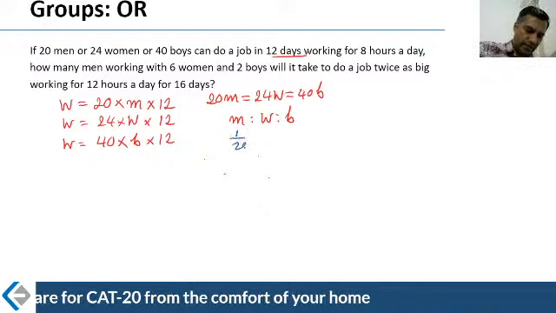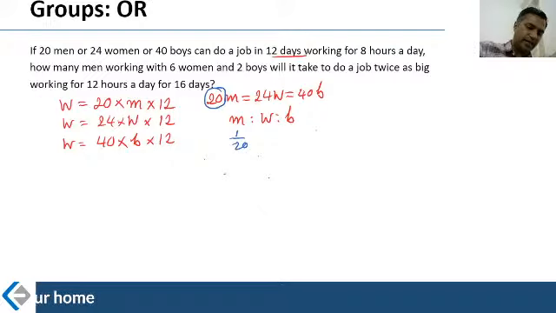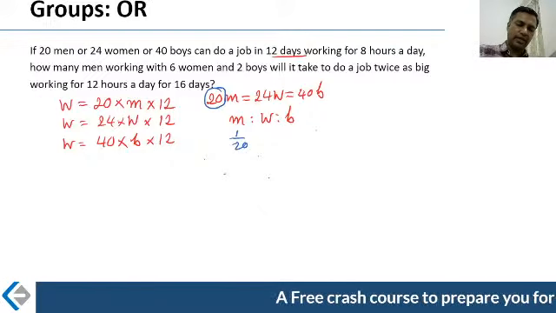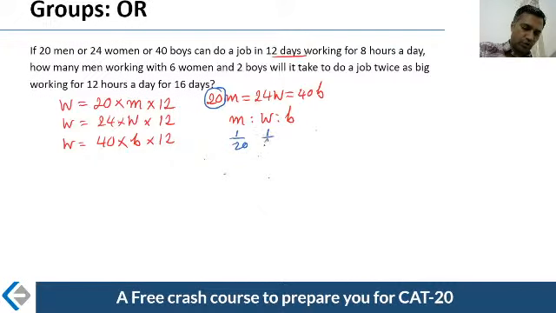Write this as 1 by 20, where 20 into 1 by 20 is equal to K. 24 into 1 by 24. W is 1 by 24. Boys is 1 by 40. Why? Because the number of people and the efficiency are inversely proportional.